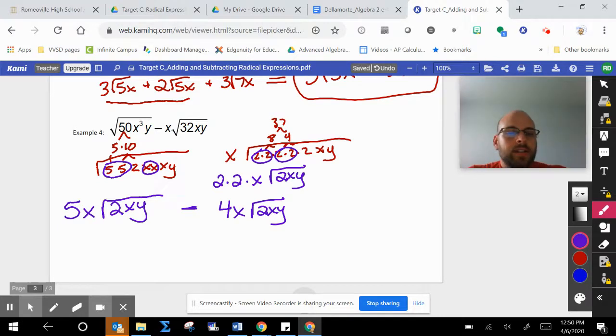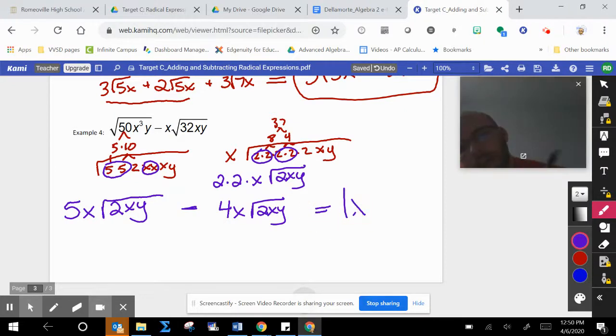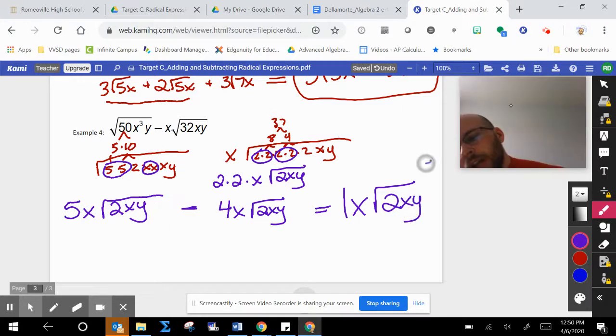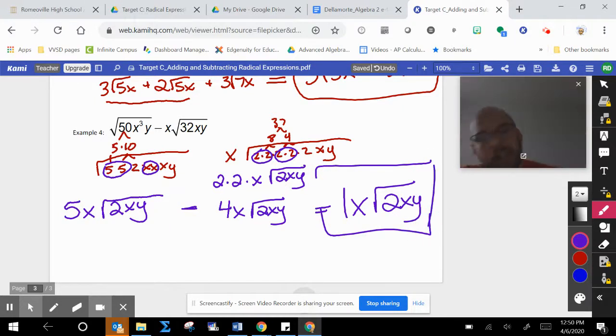So what's 5x minus 4x would just be a 1x and then radical 2xy, right? So just combining like terms, 5x minus 4x is just 1x, and then the inside of your radical stays the same. So your problems won't get any more complicated than this.